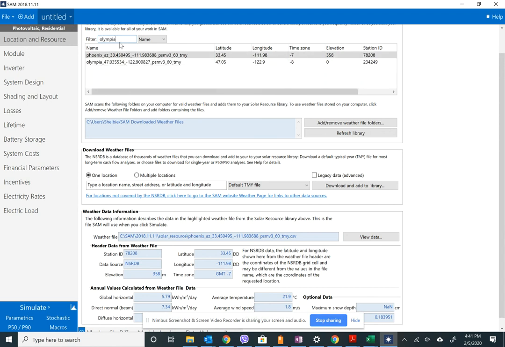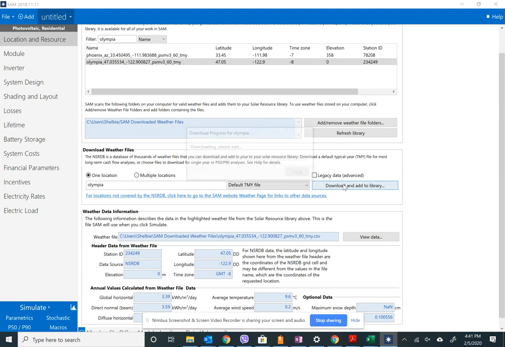I already have mine in here, but if you don't have yours, see mine says Olympia right here. You can go to download weather file and you can type the location. So Olympia, download and add to library. And it'll just download that. And that file includes all that weather data and stuff that you saw in PV Watts, that typical meteorological year. That's what you're downloading for that location.